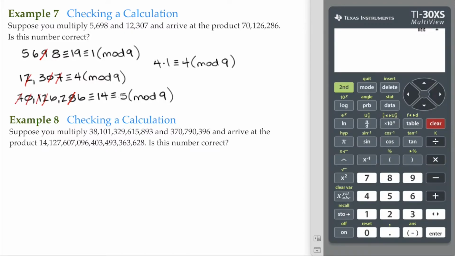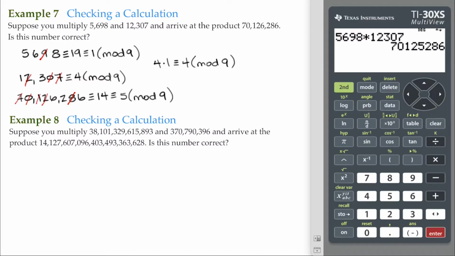So we did not come up with the same remainder. We came up with a remainder of 5, and here we came up with a remainder of 4. So if I multiply 5,698 to 12,307, it will not come up to be 70,126,286. So just for the heck of it, on our calculator here, 5,698 times 12,307, it actually comes out to be 70,125,286. Here we have 70,126,286. So it seems as though checking our calculation happened to work.